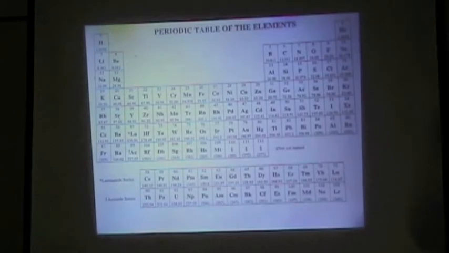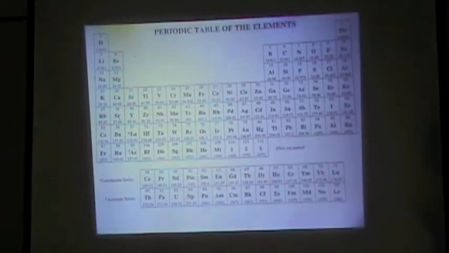Today what we're going to talk about is the overall structure of an atom. So what you're looking at right now is the periodic table of the elements. This periodic table displays, in an organized manner that we will talk about later, all of the atoms of different elements that we know of.